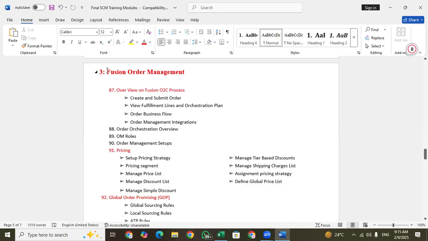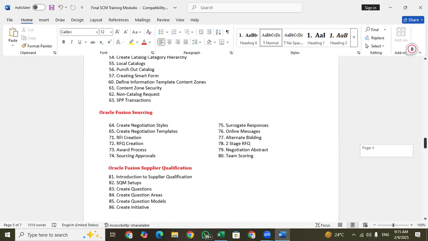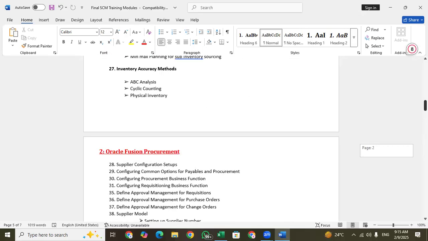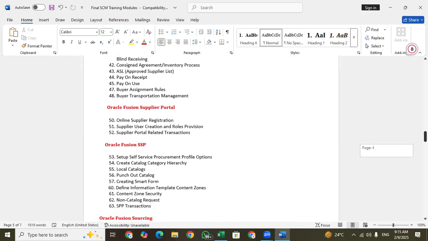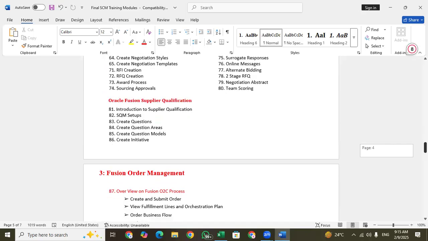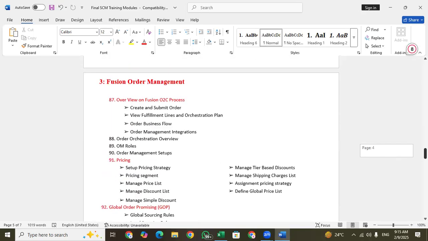Then after that, we can start order management. That's the complete procurement. Any doubts on this procurement? If no doubts, we can move on to order management.